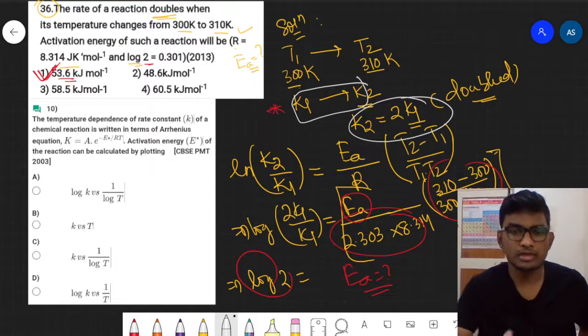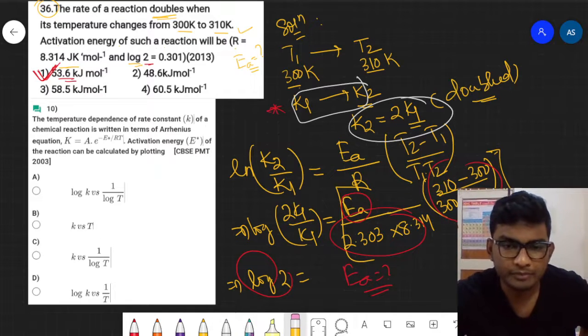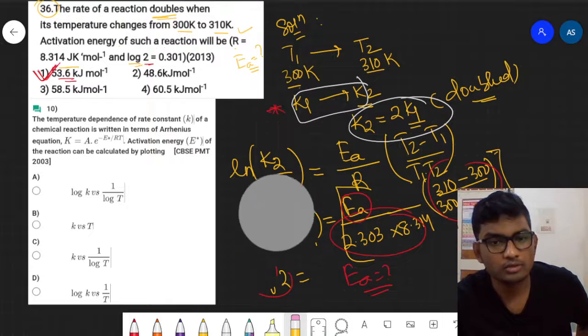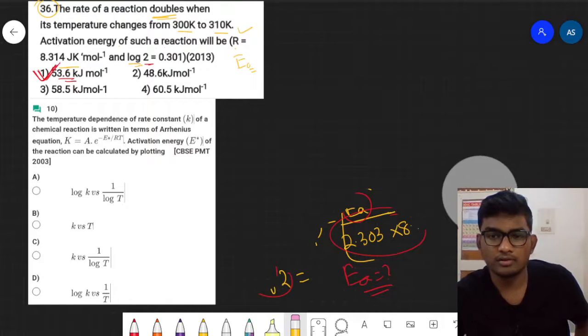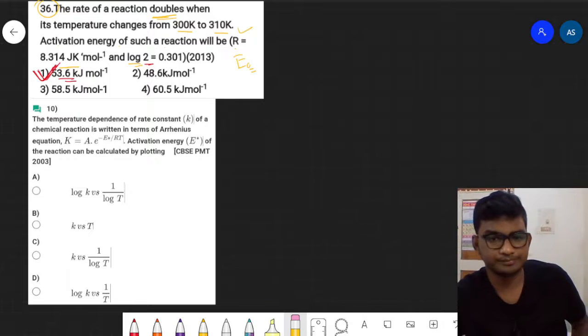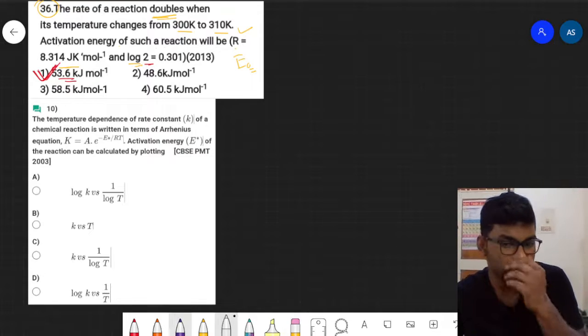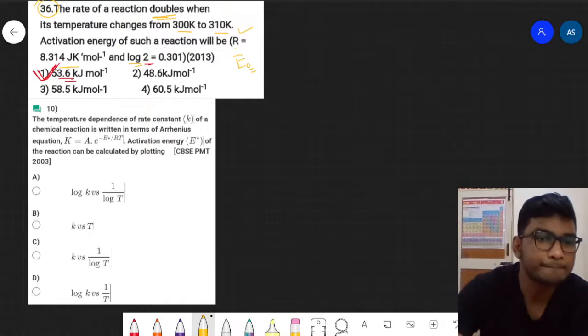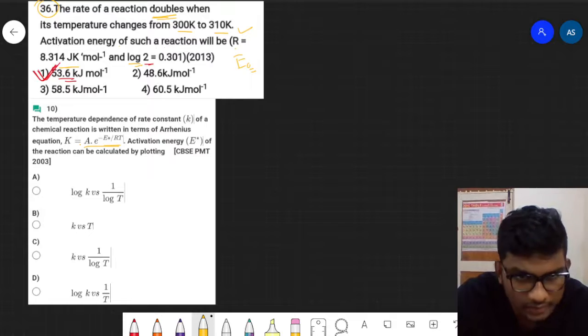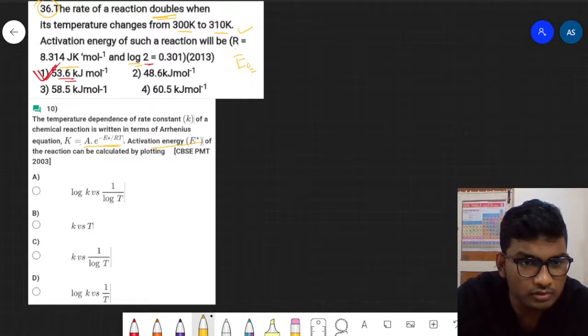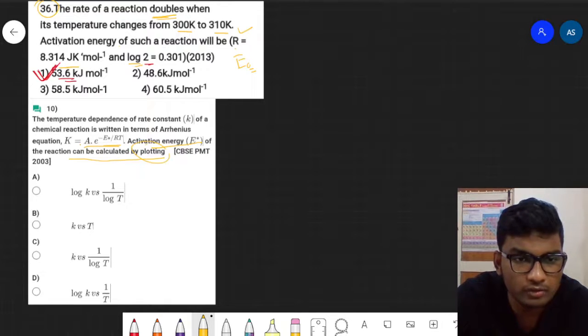Now we will go to the second question. The next question I have already solved, that particular graph. So what is the question? The question is the temperature dependence of a rate constant, the Arrhenius equation. It is asking that the activation energy of the reaction can be calculated by plotting which graph?